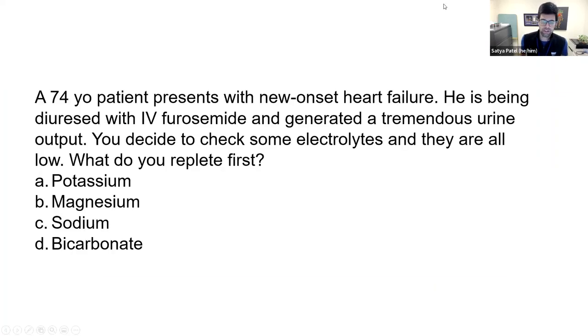A 74-year-old patient presents with new onset heart failure. He is being diuresed with IV furosemide and generated a tremendous urine output. You decide to check some electrolytes and they're all low. What do you replete first? Potassium, magnesium, sodium, or bicarbonate?